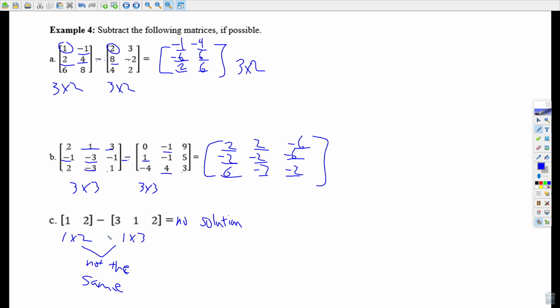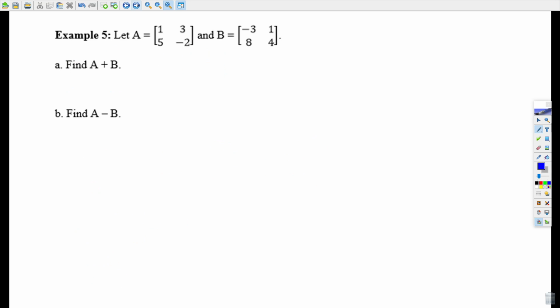Because if we tried to do it, you might do 1 minus 3 and 2 minus 1, but now there's one number left over that you can't put together with anything. So we're not going to do it that way. We're done with that. No solution. Which is nice. No work to be done.